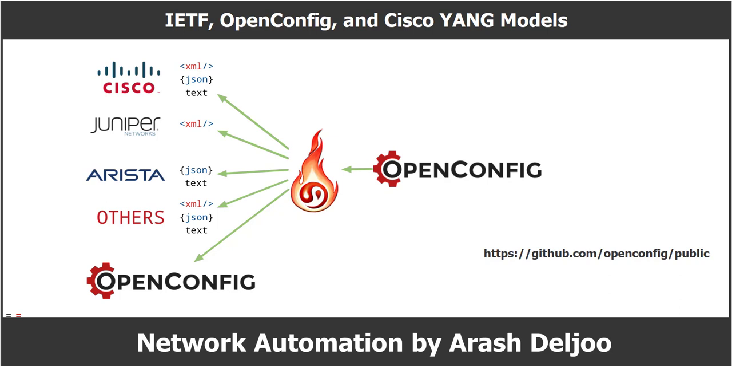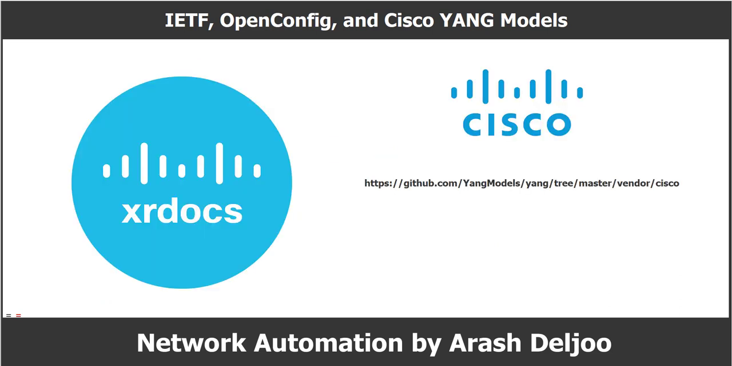The goal is for the developed data models to become industry standard interfaces that are widely adopted. OpenConfig data models are available on GitHub at https://github.com/openconfig/public. About the Cisco YANG models, a Cisco YANG model is a collection of Cisco native, IETF, and OpenConfig YANG models that can be used with Cisco-based platforms.